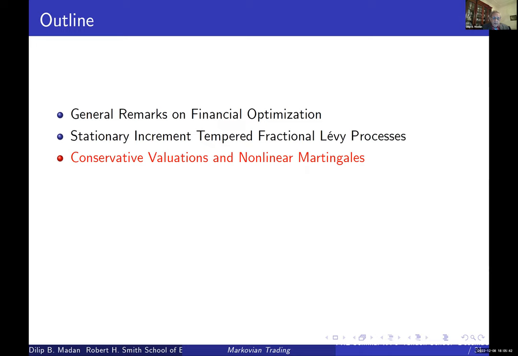And then I'll introduce the new objective functions for financial optimization, which is in a static context called conservative valuation. And in a dynamic context, it is connected to the fast developing theory of nonlinear martingales or nonlinear expectations. And so there's a fair bit of work going on in that area. And I'm basically applying some of those methods to these optimization problems.